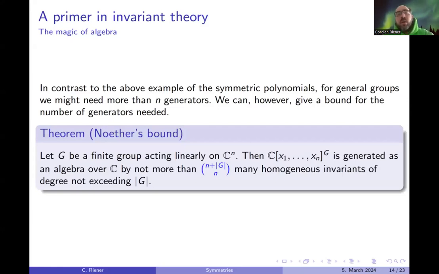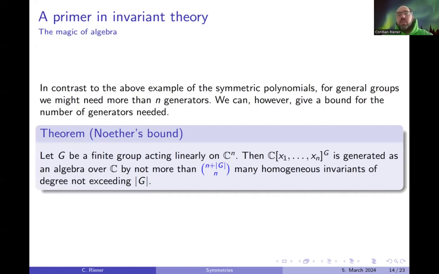So if I have a finite group acting linearly on the vector space, I get an action on the polynomial ring. I look at the invariant polynomials, and I know that I can always find a generating set of cardinality at most n plus the cardinality of G over n. So this is a binomial expression in n and the cardinality of the group. Furthermore, she could show that the degree of my generators will never exceed the cardinality of the group.